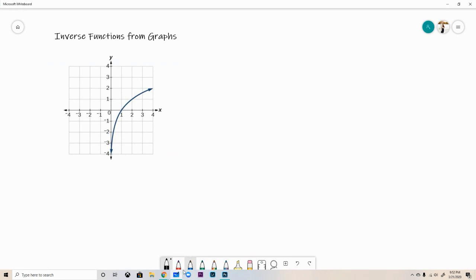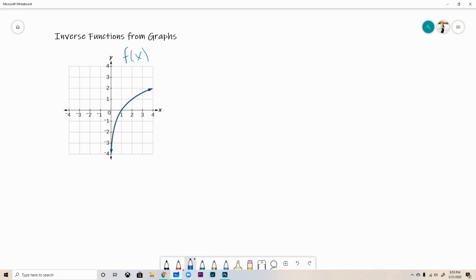Okay, so now I have this next example. We're looking at inverse functions from graphs. So let's say that this is the graph of f of x. It is an exponential graph. It's growing. Just a little refresh on that. Let's just look at the graph for a second.